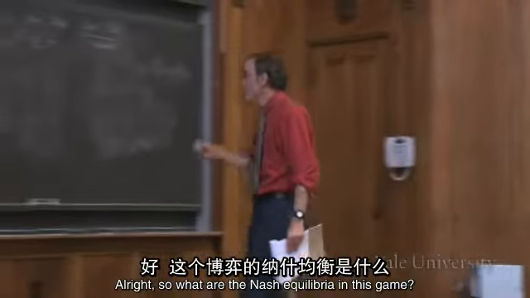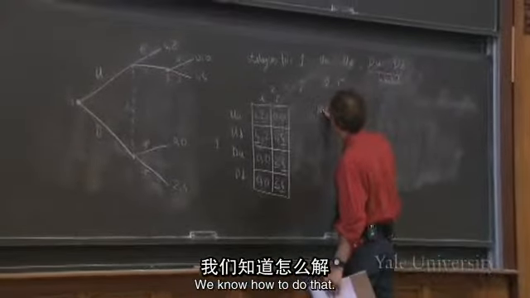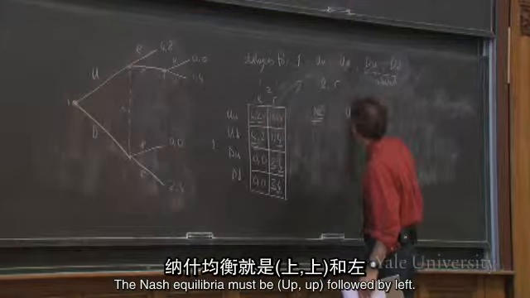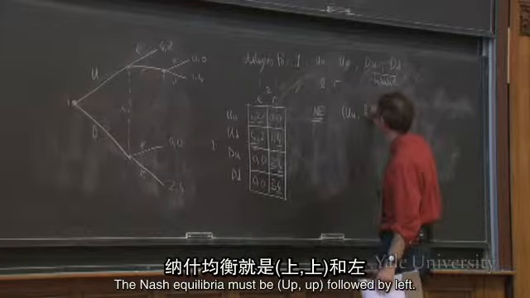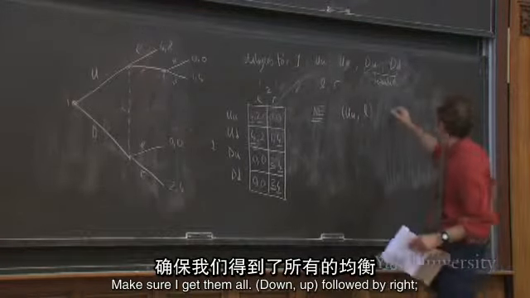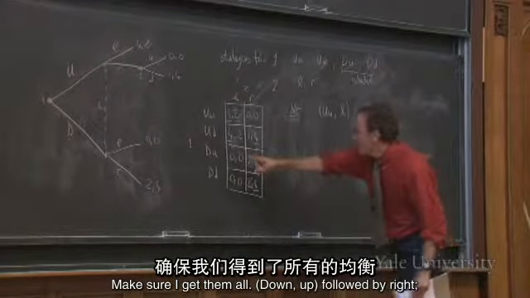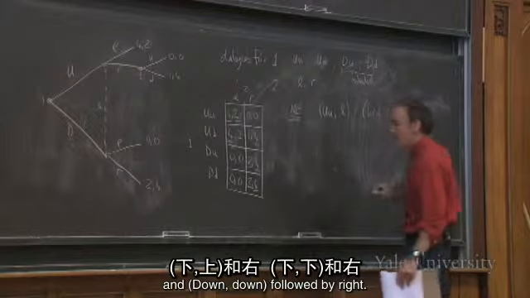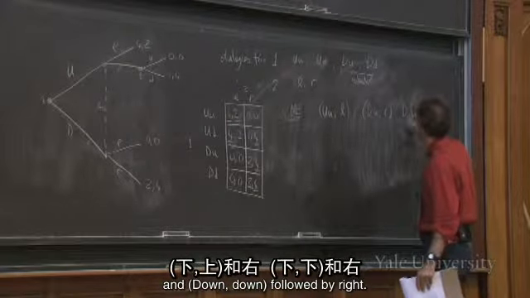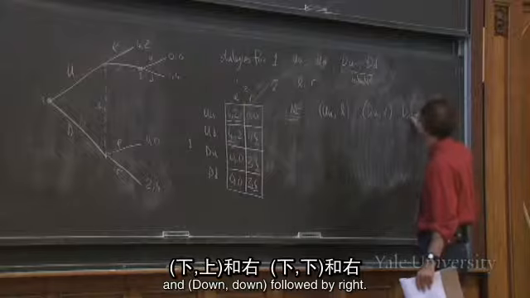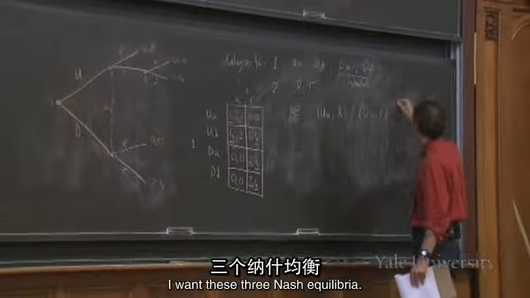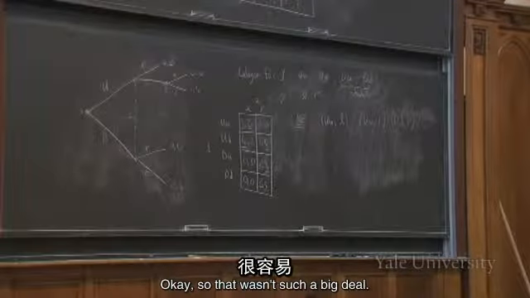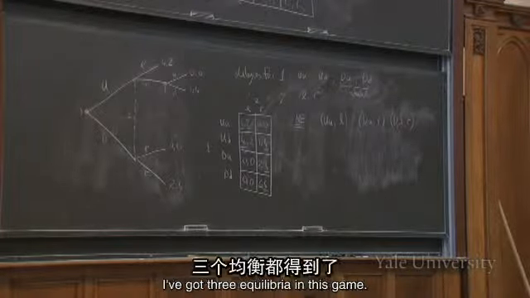So what are the Nash equilibria in this game? We know how to do that. The Nash equilibria must be up, up, followed by left. Make sure I get them all. Down, up, followed by right. And down, down, followed by right. I want these three Nash equilibria. Okay, so that wasn't such a big deal. I got three equilibria in this game.